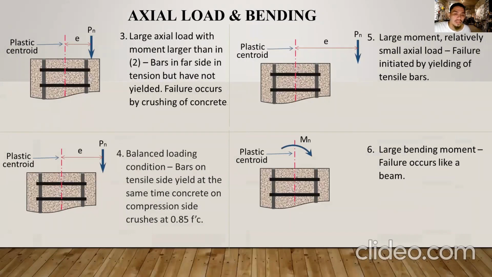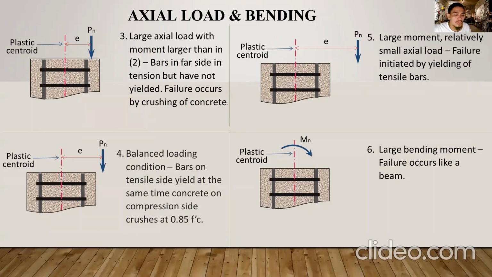Number three, large action loads with moment larger than 8. Bars in the far side in tension have not yielded. Failure is from the crushing of concrete. So ito, may isang large action na may large moment, like larger than number 2.